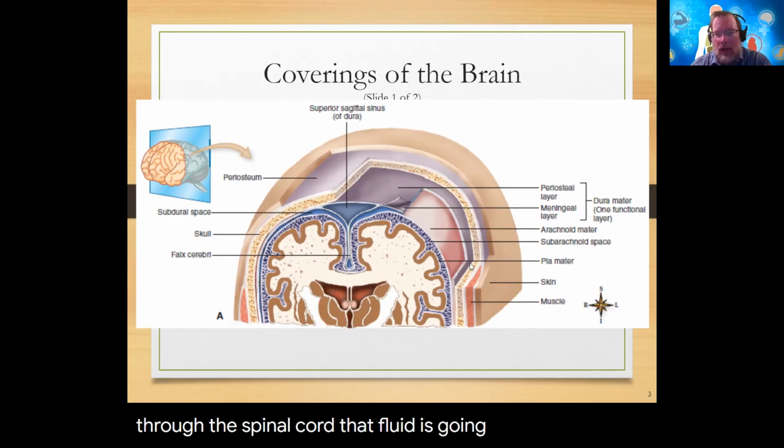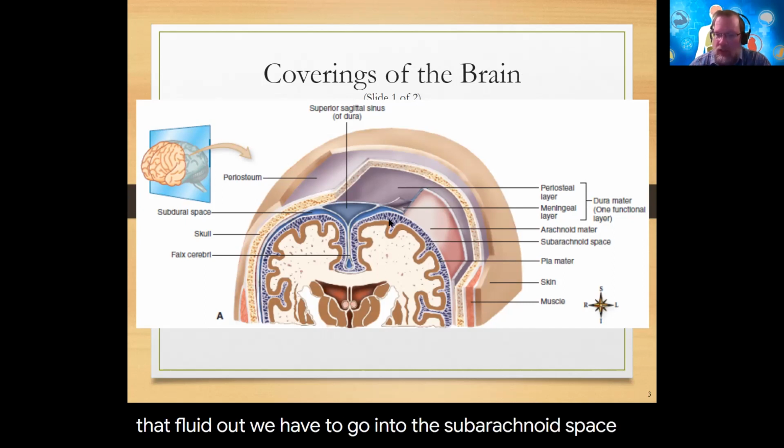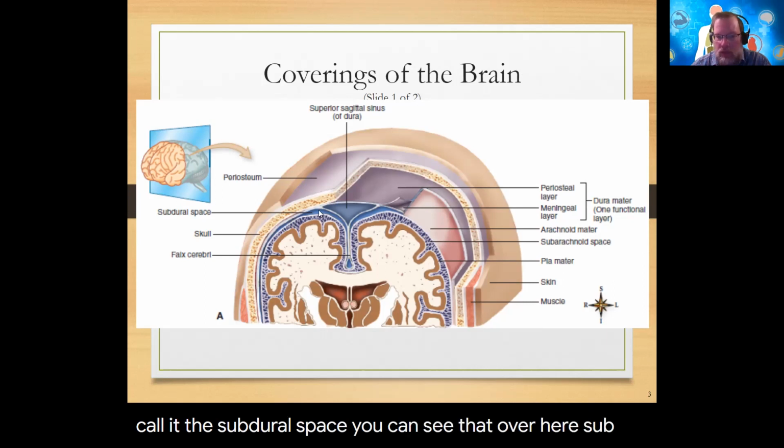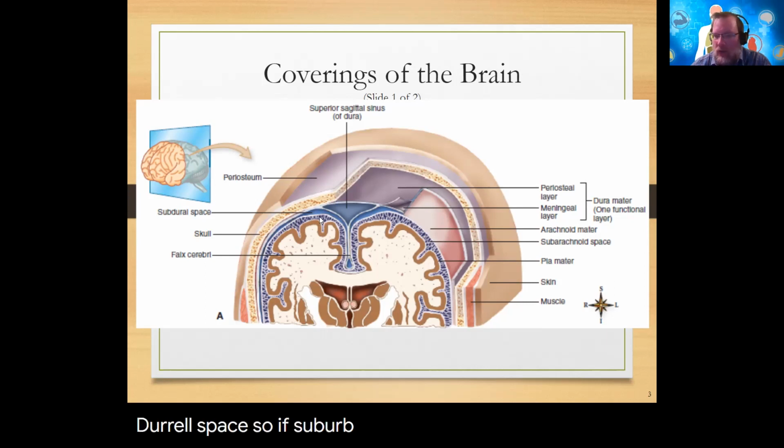That fluid is going to travel, and part of how we do the lumbar puncture to draw that fluid out is that we have to go into the subarachnoid space. That's where one of this fluid's circulatory pathways, one of its routes, is contained. So you have pia mater, arachnoid mater, and then we get another space. We call it the subdural space. You can see that over here. If subarachnoid was under the arachnoid mater, subdural must be under the dura mater.